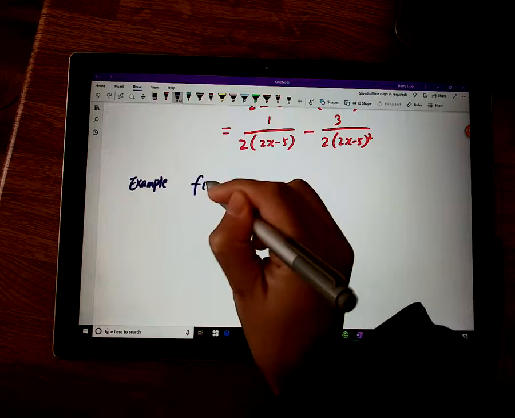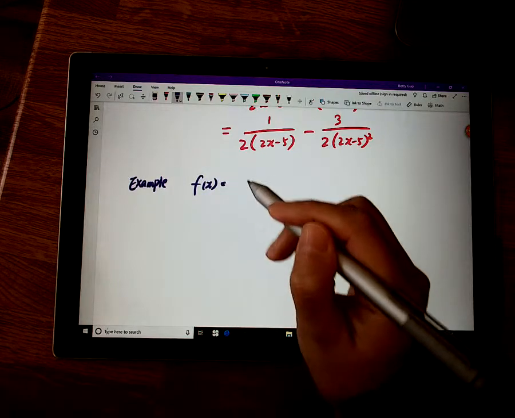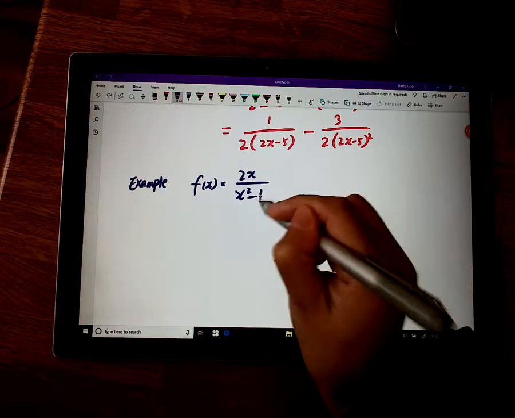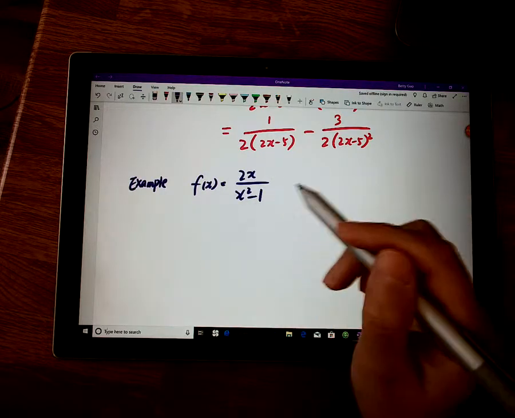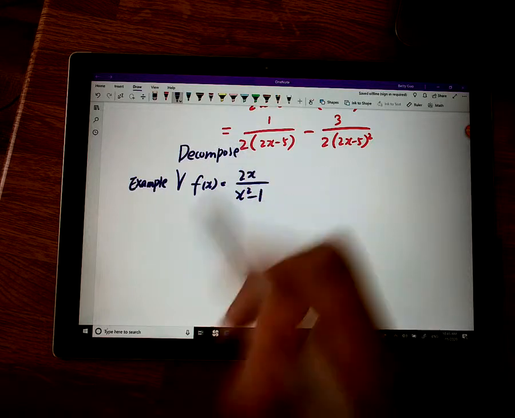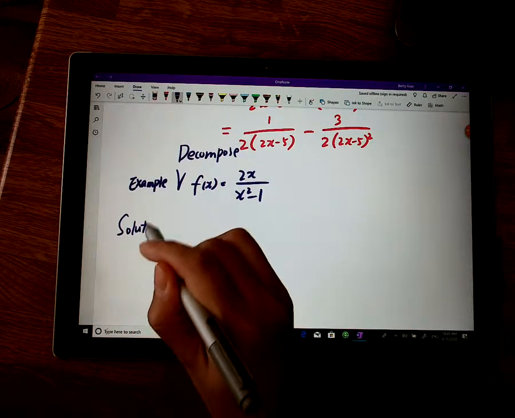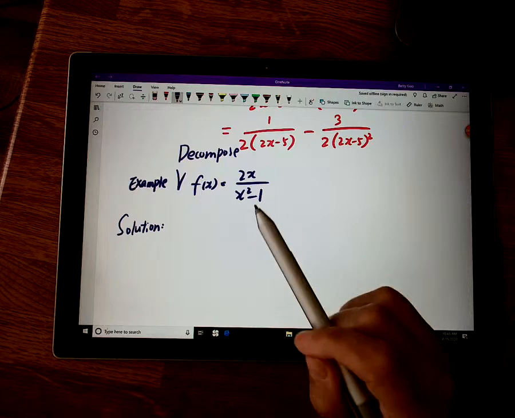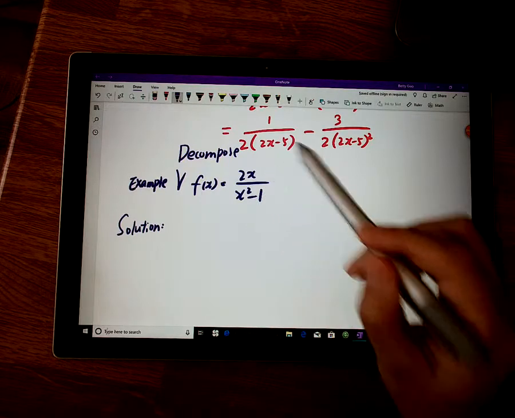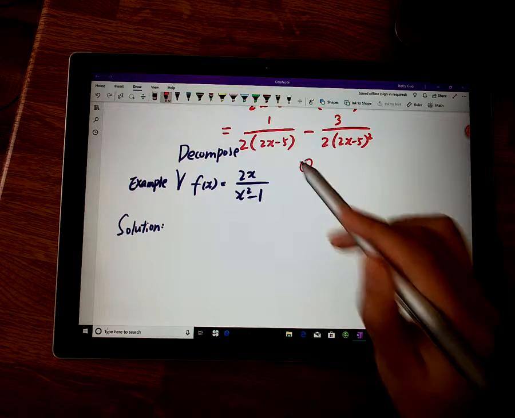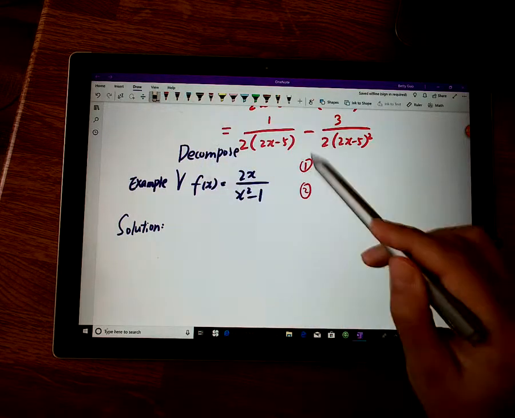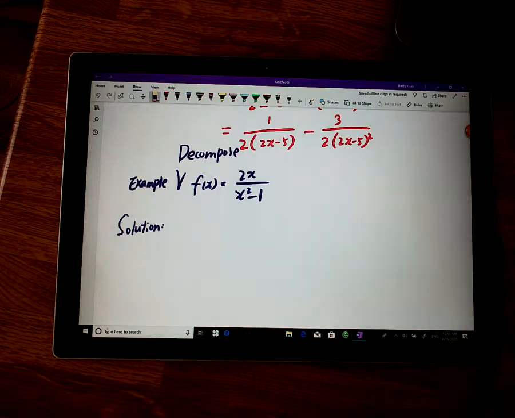Example 2, we have a rational function. It is 2x over x squared minus 1. We need to decompose this rational function. It is a rational function because both top and bottom are polynomials. Numerator is a linear polynomial, so degree is 1. Denominator is a quadratic, so degree is 2. So the function f of x is proper.